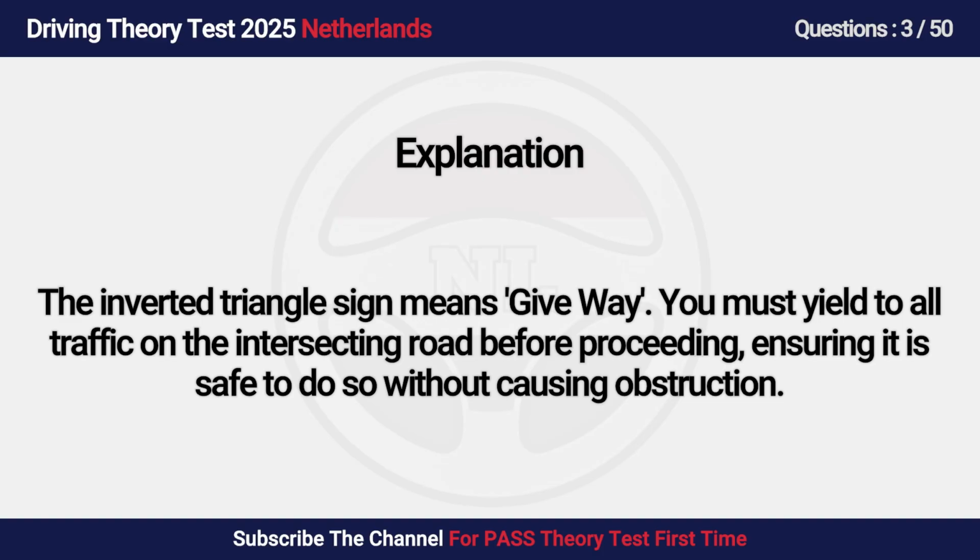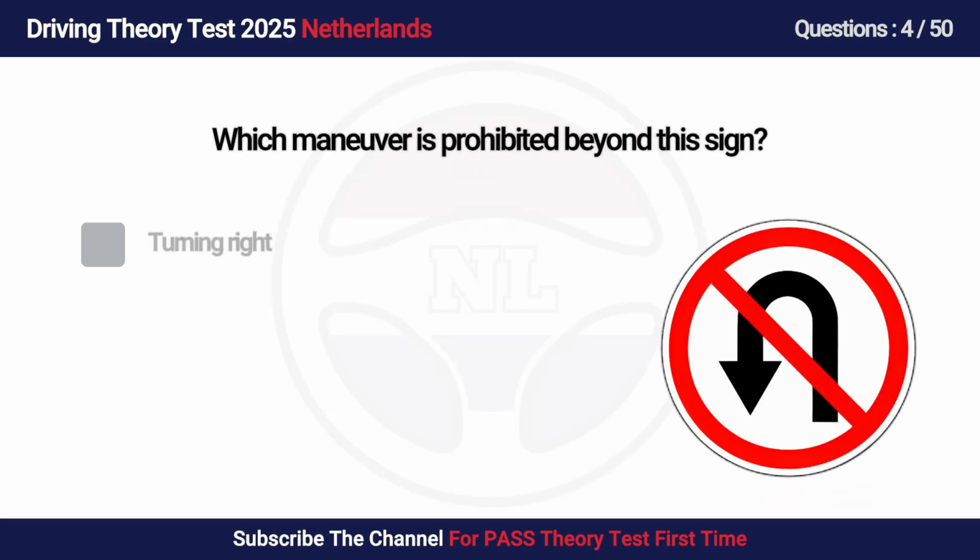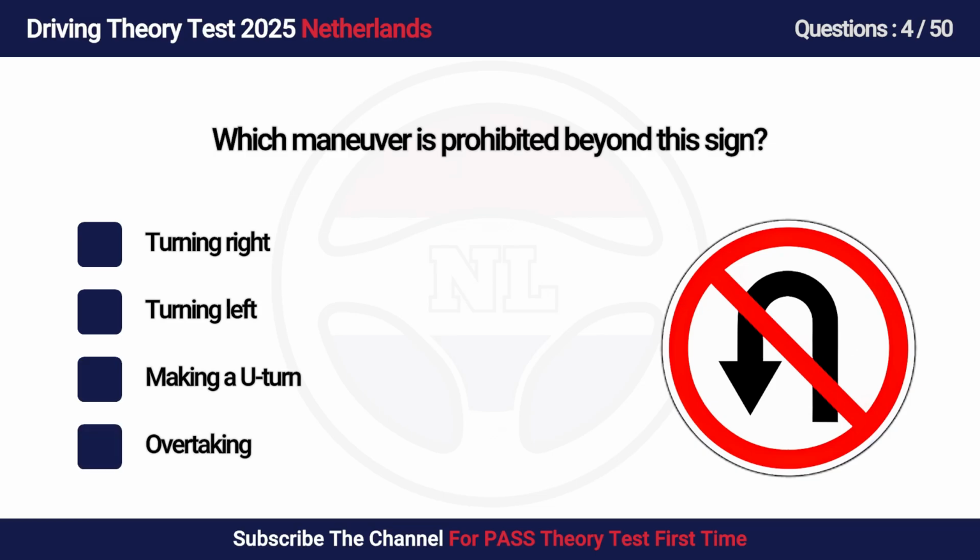causing obstruction. Question 4. Which maneuver is prohibited beyond this sign? A. Turning right. B. Turning left. C. Making a U-turn. D. Overtaking.